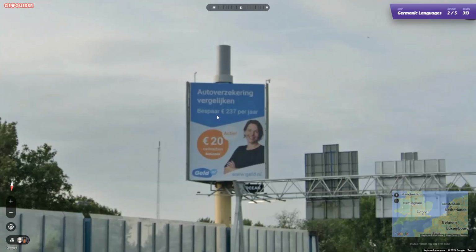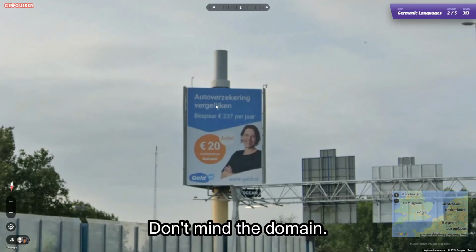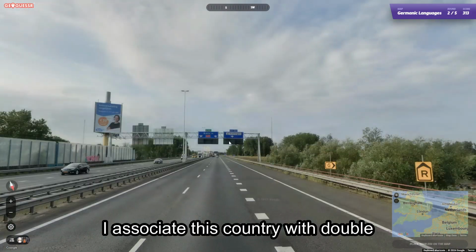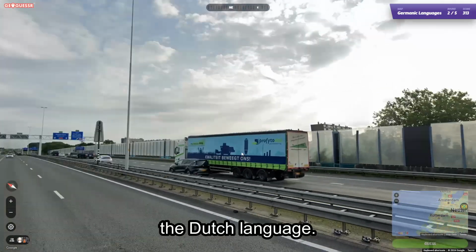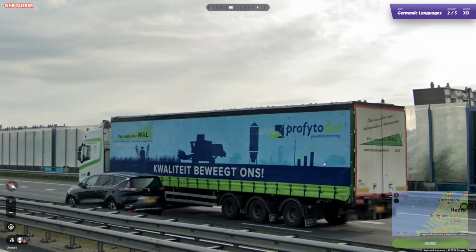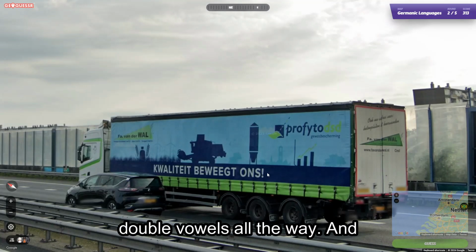Okay, next. Don't mind the domain. Double vowels. I associate this country with double vowels, aka the Netherlands, the Dutch language. Yeah, double vowels all the way.